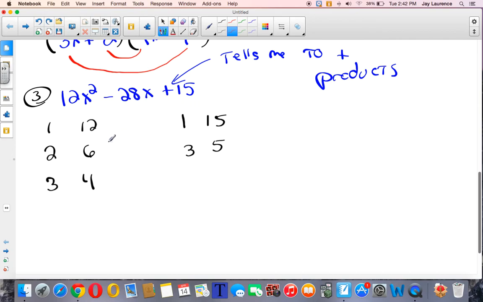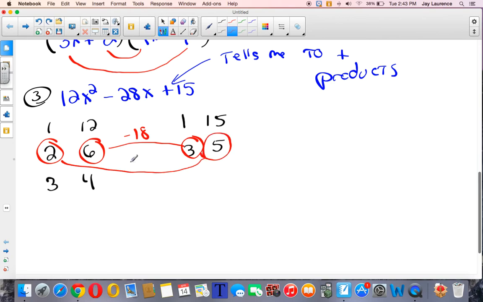Okay, so let's try something else here. Ooh, I've got 18 here, and I've got 10 there. There it is. 6 times 3 is 18, and I want it to be negative 18. 2 times 5 is 10, but I need it to be negative 10 because I need negative 10 plus negative 18. So they're both negative. All right, I am ready to factor.